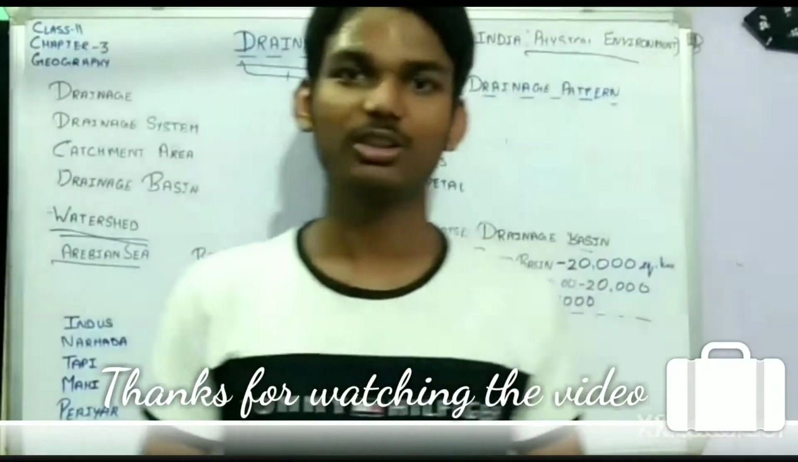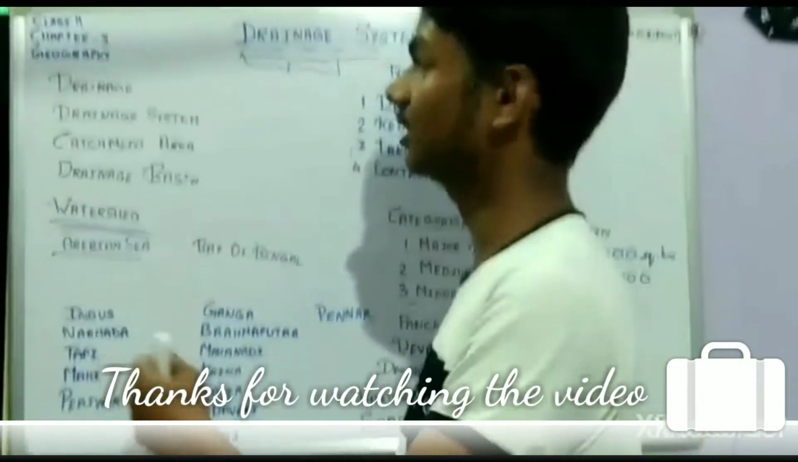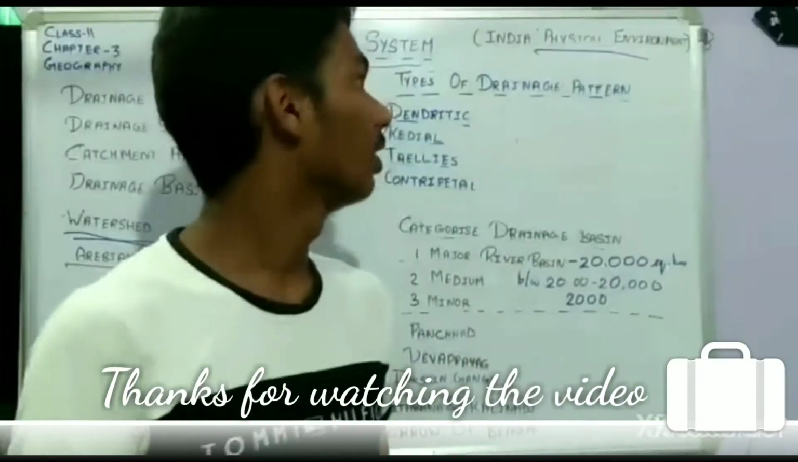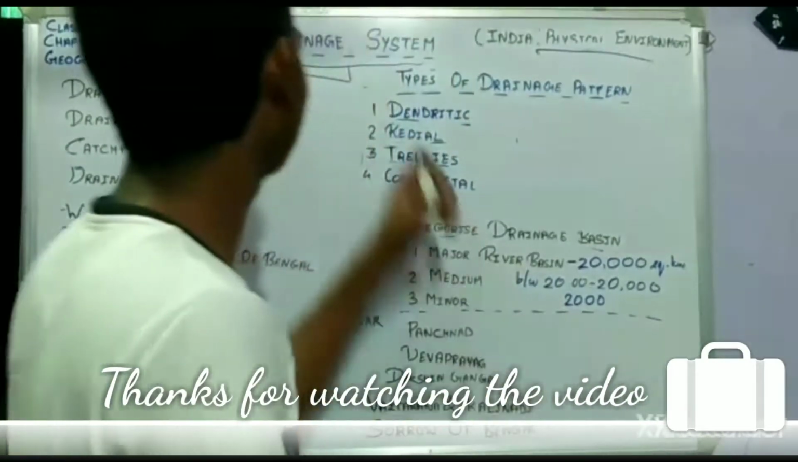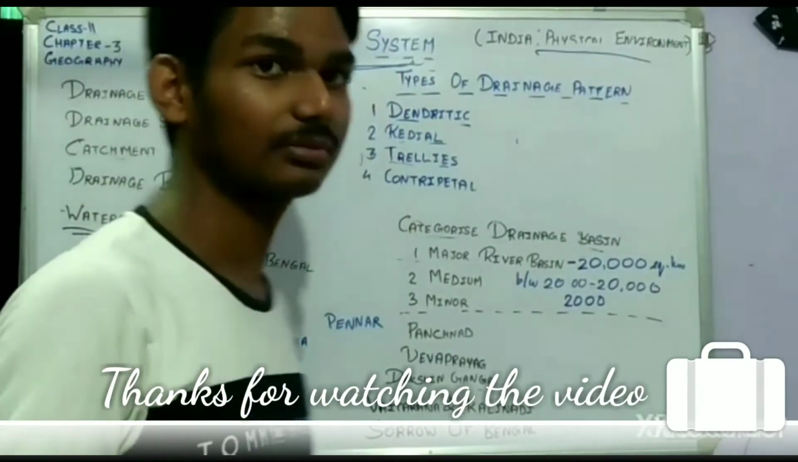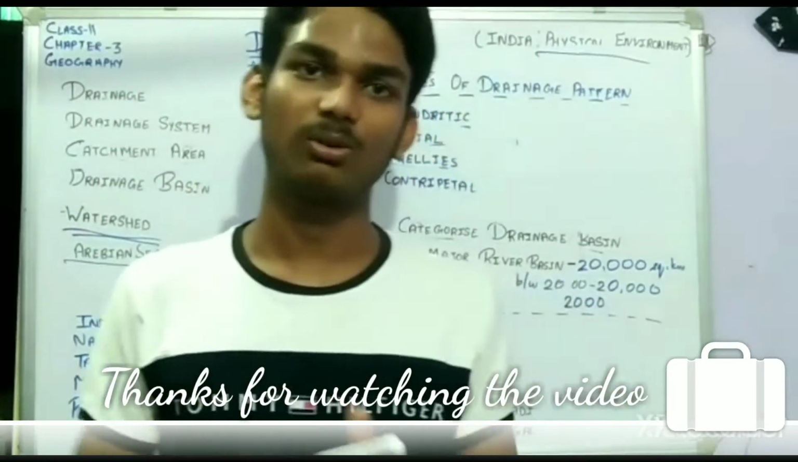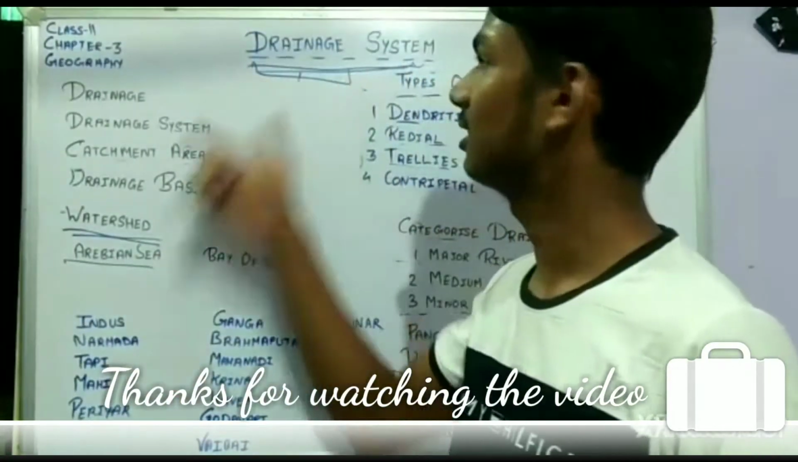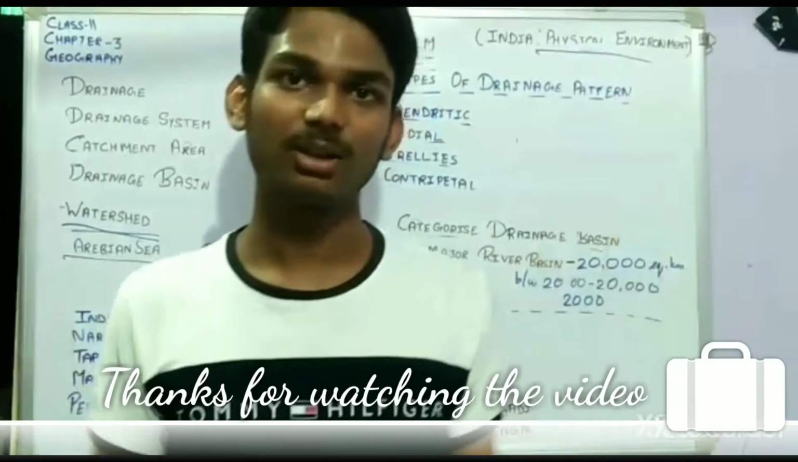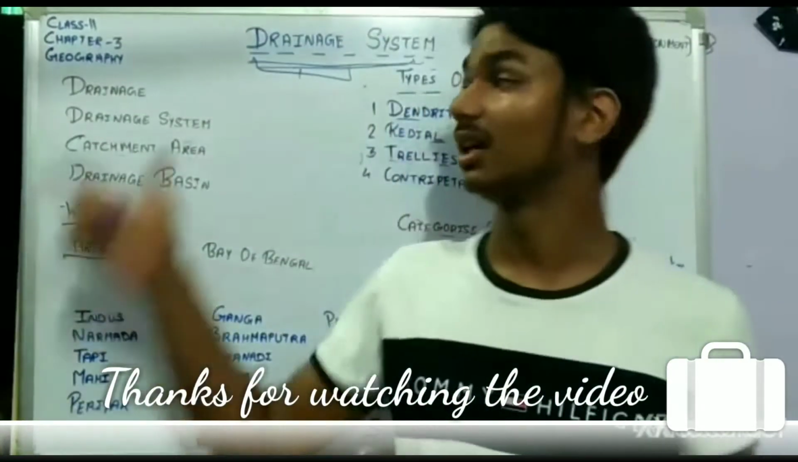In this video, I am going to explain the third chapter of Geography class 11th, Drainage System, of the book India Physical Environment. The name of the chapter is Drainage System. What is drainage? The flow of water in well-defined channels is called drainage. The network of such channels is called drainage system.